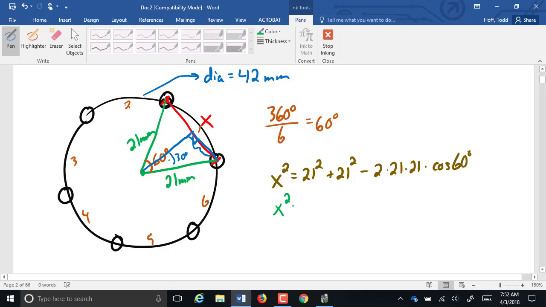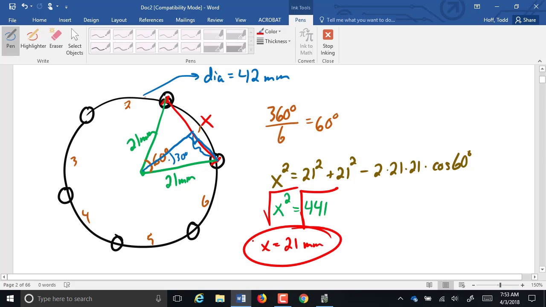If I multiply that all out, x squared equals 441. Then what do we do? Square root it, right? Get the square root of the squared. X equals 21 millimeters.